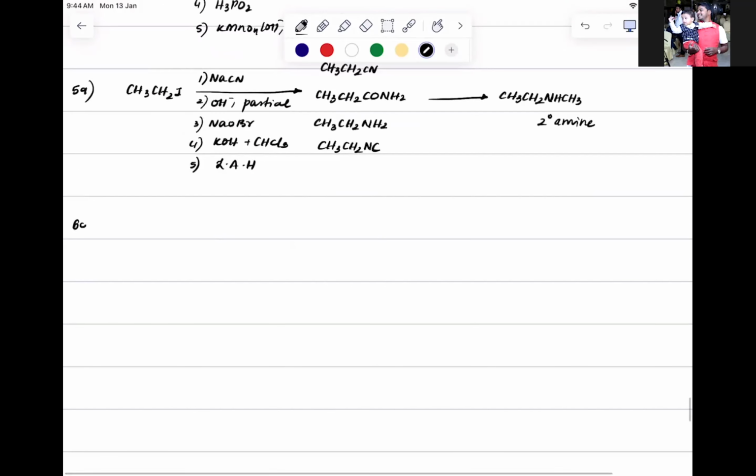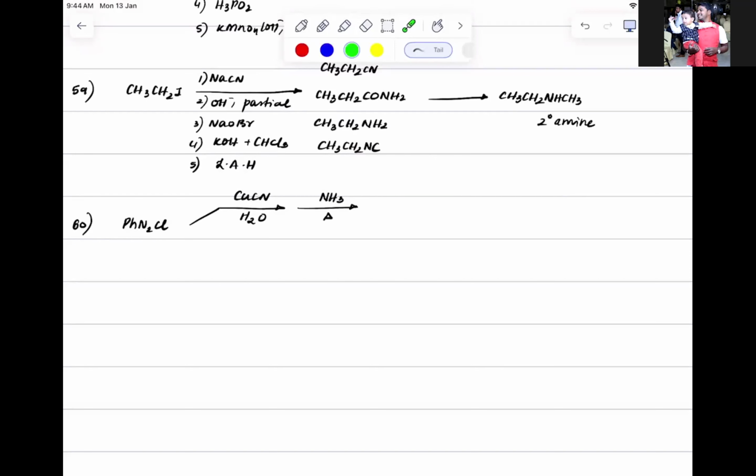Next, 60th. PhN2Cl, that is a diazonium salt. If you treat with CuCN, with H2O, okay, clear? And then it is followed by NH3 and heat. So first is a cyanide formation here after removing that, then hydrolysis. So that makes it benzoic acid.